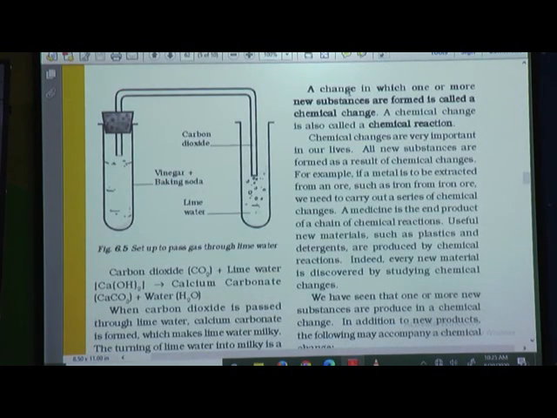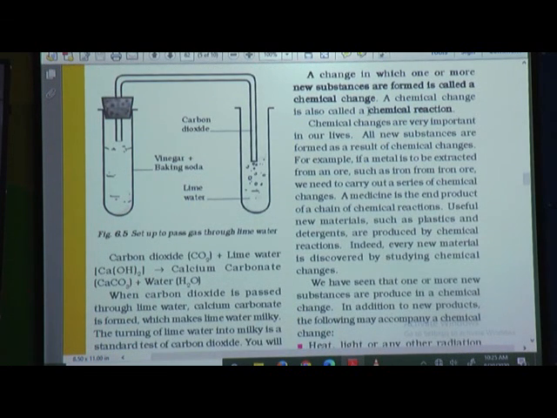Now again, here it is given the meaning of chemical change which we discussed in our previous session. Still, I am going to read it. A change in which one or more new substances are formed is called a chemical change. A chemical change is also called a chemical reaction.